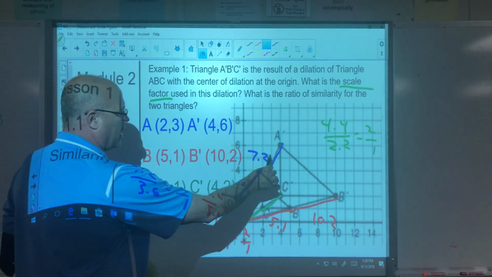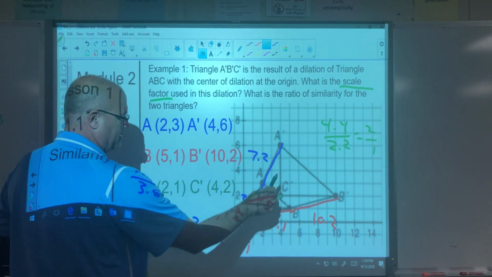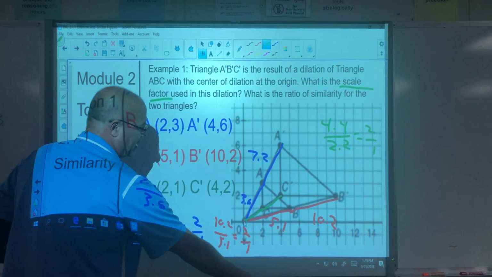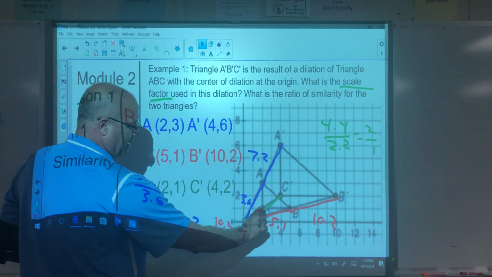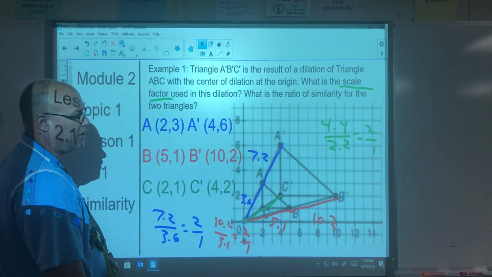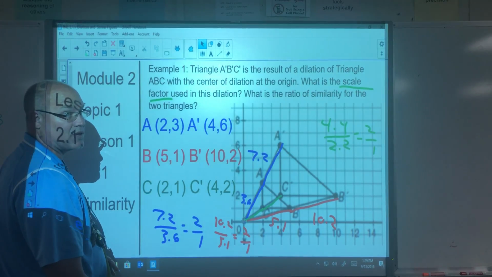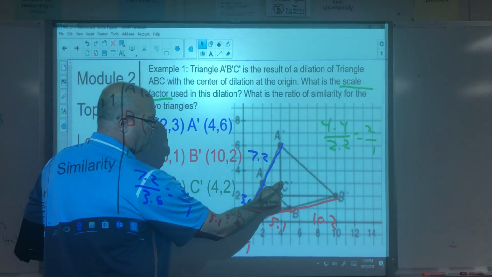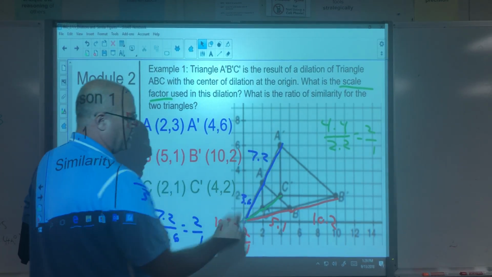So if we look at the triangle here, ABC prime, if we just look real quick at just the legs, right? The legs of AC, that's 2. So how big should AC prime be? Well, 2 times 2 is 4. Let's see. 1, 2, 3, 4. It is.